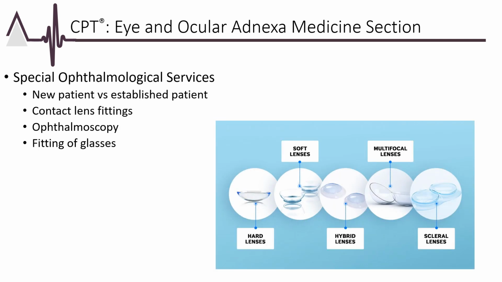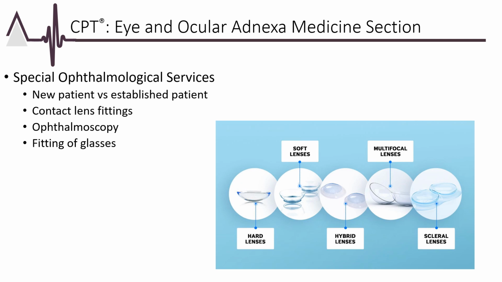Listed in the medicine section of CPT under ophthalmology are codes reporting services for general ophthalmology services, special ophthalmological services, contact lens services, and spectacle services. There are instructions at the beginning of this section defining the differences between intermediate and comprehensive ophthalmological services. There are also instructions regarding special ophthalmological services. The first codes listed here are based on new and established patient criteria and level of service provided. They are evaluation and management codes, also known as E&M codes.